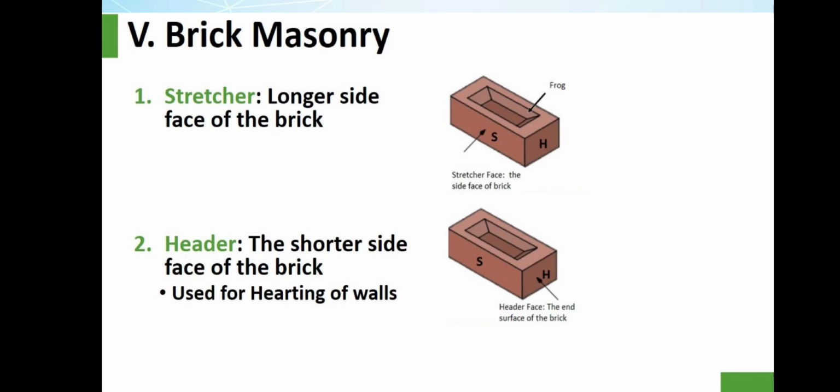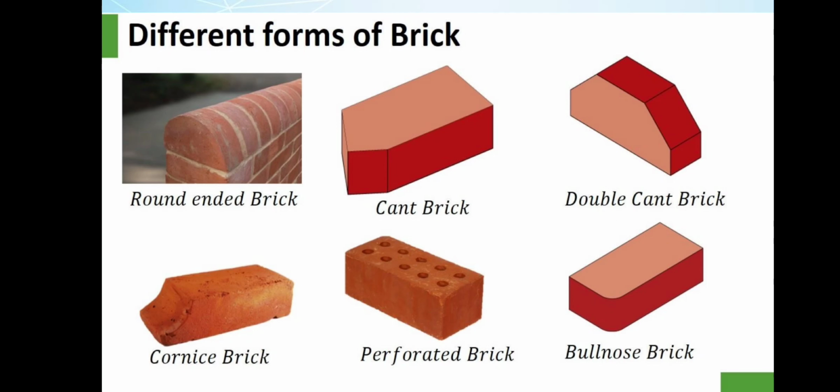Brick masonry. First, stretcher. Longer side face of the brick. Second, header. The shorter side face of the brick used for heading of walls. Here are different types of forms of brick. First, round brick, cant brick, double cant brick, cornice brick, perforated brick, bullnose brick.